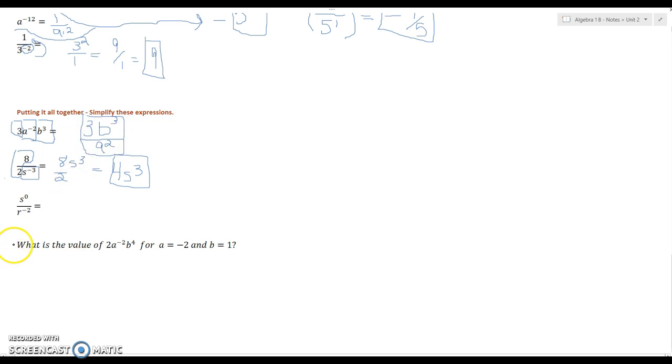In our next example, we have s to the 0 power. So we're going to start there to equal 1. Anything to the 0 power is 1. We also have r to the negative second power. And since it's negative, we want to make it positive. And so to make it positive, it has to move. So this becomes 1 over r squared.